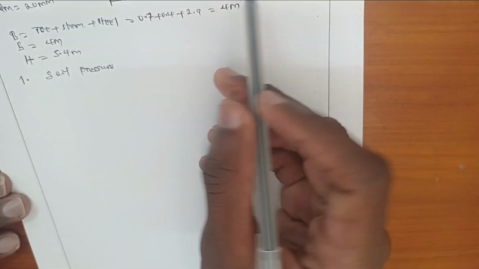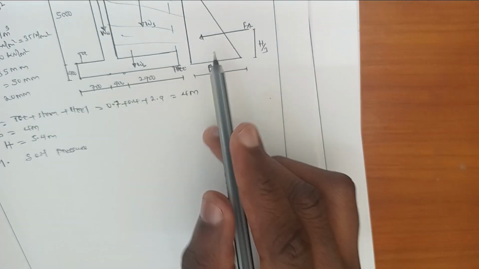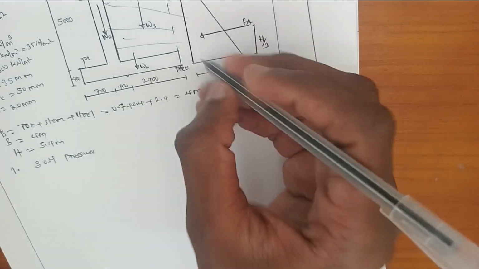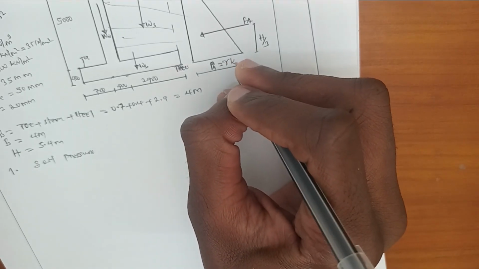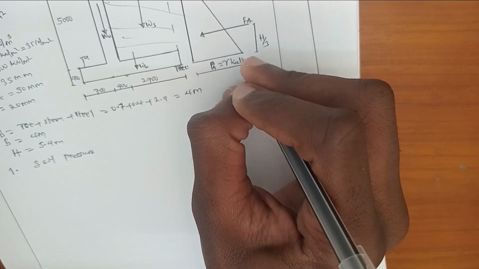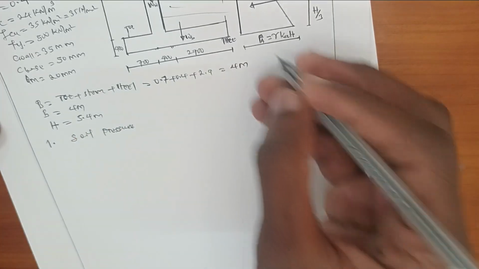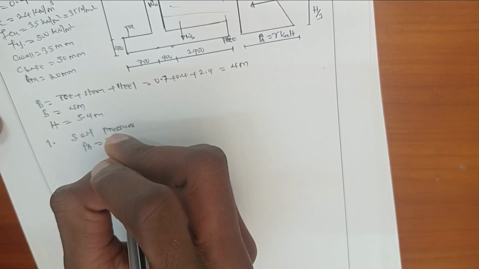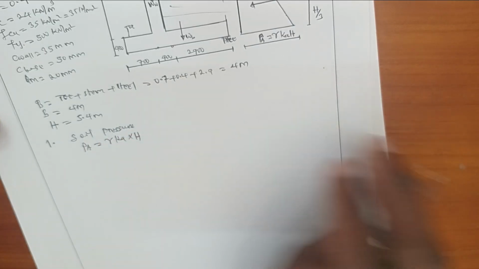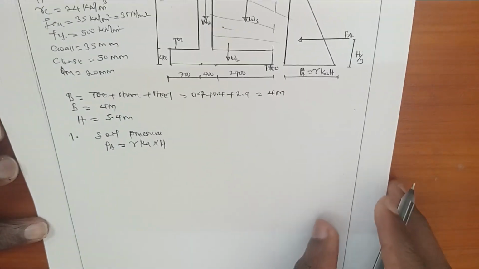The soil pressure acting here is the active soil pressure, which is given by taking unit weight times coefficient of active pressure times total height of this cantilever retaining wall. Now, this is active pressure. Active pressure is given by taking unit weight times coefficient of active pressure times overall depth times total depth.